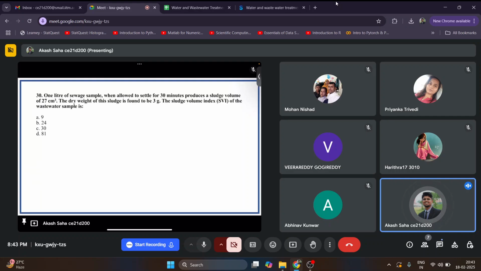Okay, again, this is the same sludge volume index. So you have to just divide the volume by the mass. So 27 by 3, it will be 9. So that is the correct answer.